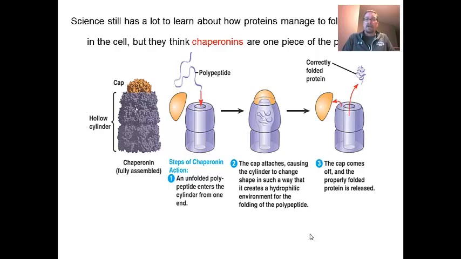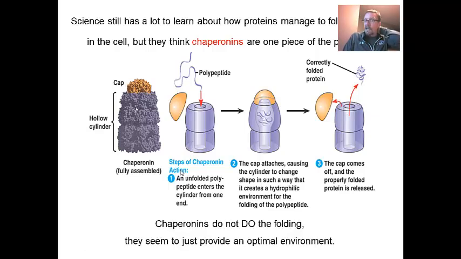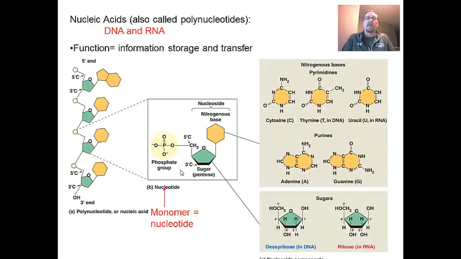Still a lot to learn. We'll talk about it in class, but there are these interesting little things called chaperones. You wonder, how do these things fold and get fully corrected with all the stuff in the cytoplasm and the influences that could be damaging to the protein? It appears that these chaperones are one piece of the puzzle in protecting them while they get correctly folded. We'll talk about those more in class. They don't do the folding, they just provide a good environment.